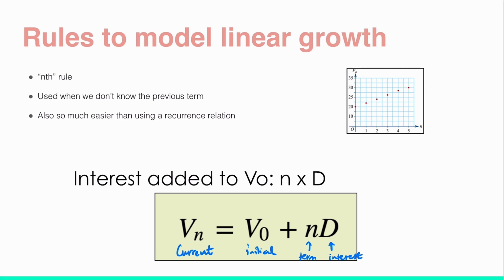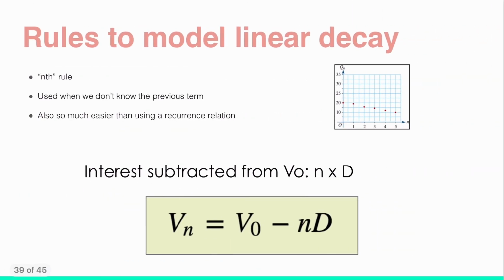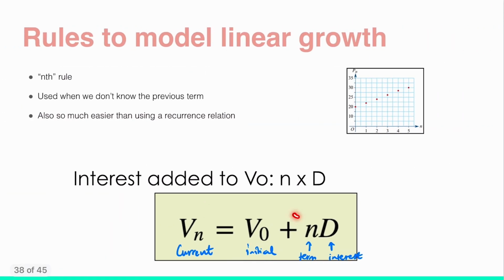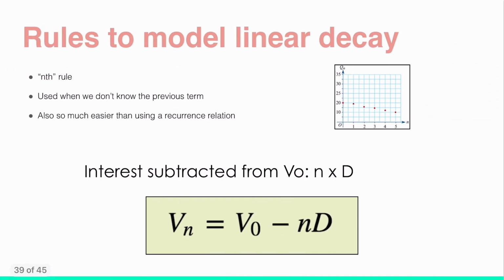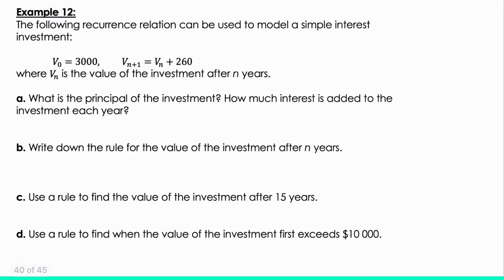So this gives me a rule, and basically it means that I can substitute any value for N, and I'll get straight to my answer. I don't have to figure out V1, V2, V3, and so on. Depending on the situation, if it's a simple interest loan or investment, you add, as we learned last lesson. However, if it's flat rate depreciation or unit cost depreciation, we subtract. So it's just whatever the scenario happens to be. So let's go ahead and apply it.